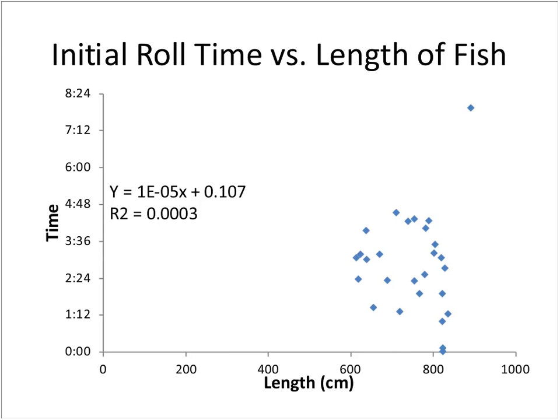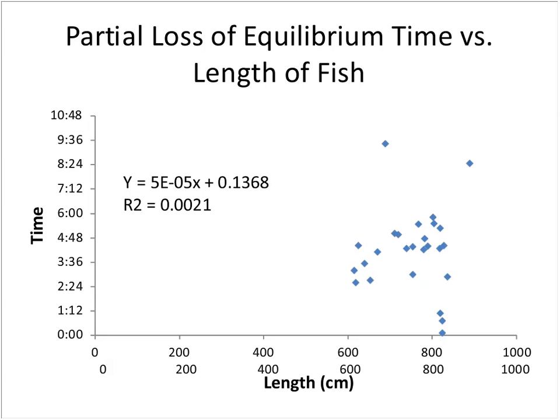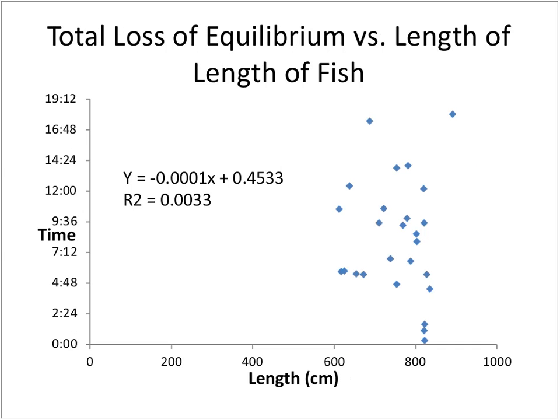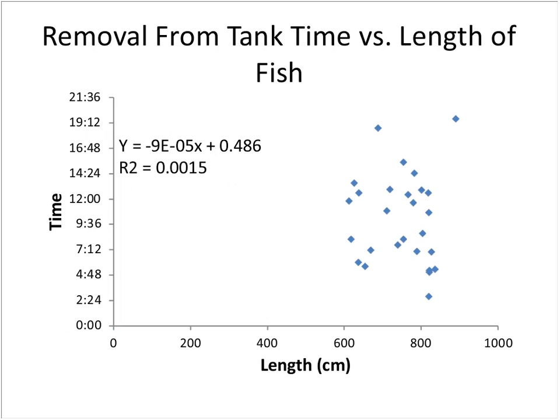The initial roll versus the length of the fish, we didn't see any kind of correlation there. And again, with the partial loss of equilibrium, there's not really a correlation there either. Total loss, same thing, no correlation. And finally, the removal of the fish, no correlation again.